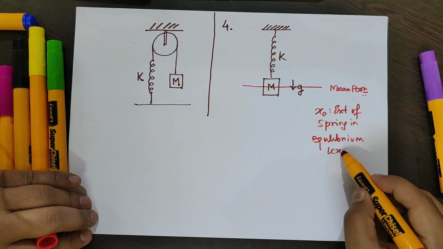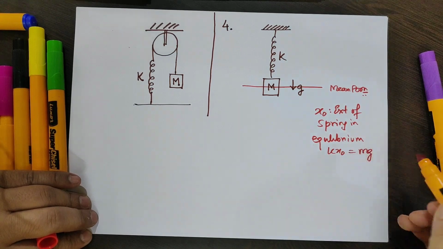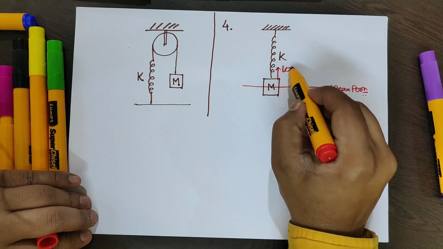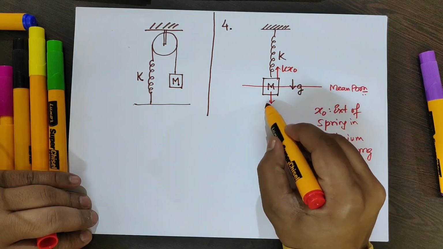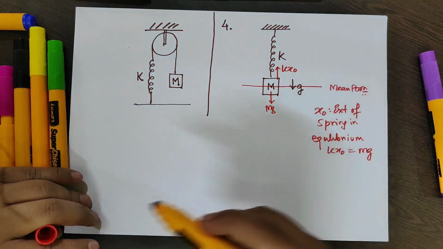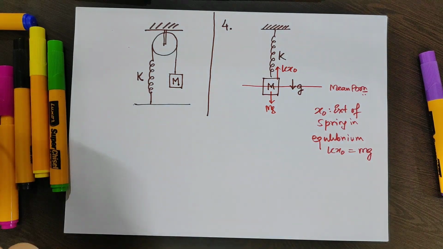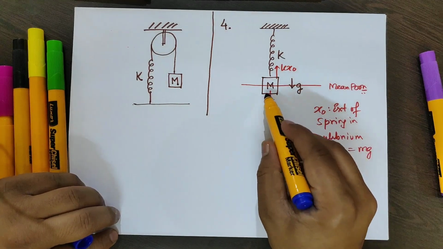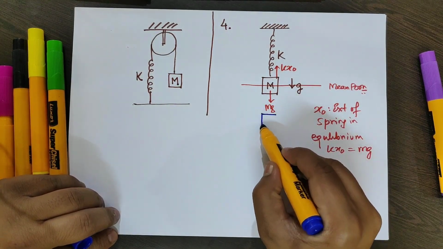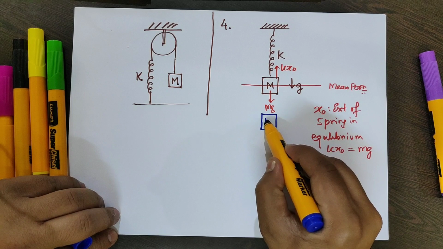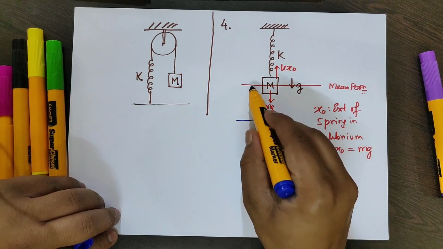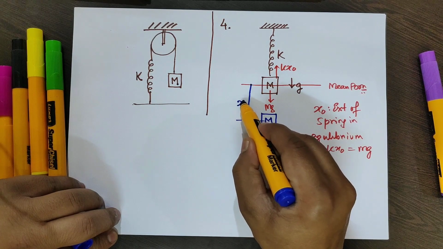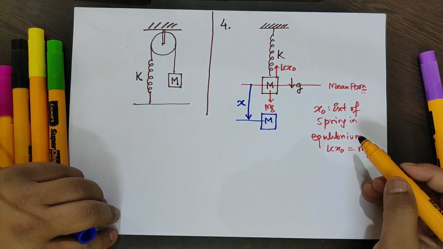So kx naught is equal to mg, right? So here the forces kx naught and mg balance each other. Now, from this condition, from the mean position, if you pull down the block further by x, so here as you see, x is the displacement of the block from its mean position.